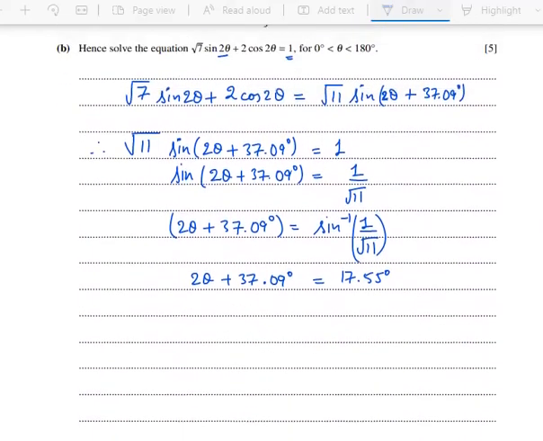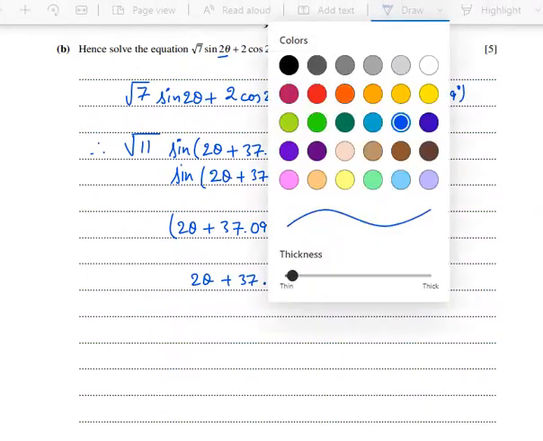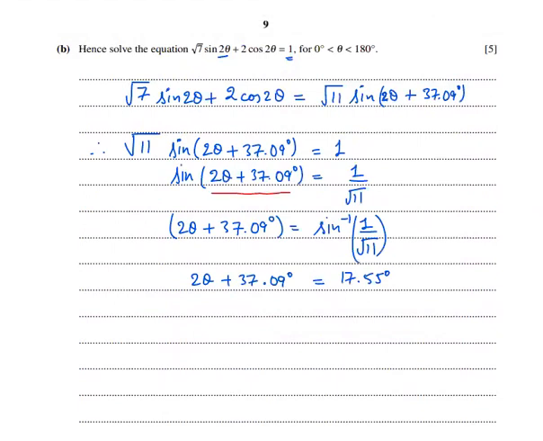Now we see here that the sine of this angle is positive. Sine is positive in which quadrant? Sine is positive in the first quadrant and it is positive in the second quadrant, as sine is y over r. And that is what the domain of theta is given to us, that theta lies in the first and second quadrant. So we will have two sets of answers. There will be two values of theta, one for the first quadrant and another one for the second quadrant.